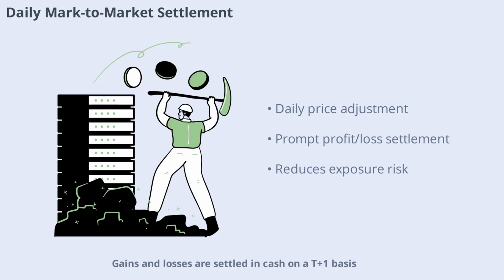Gains and losses are settled in cash on a T+1 basis, with all positions carried forward at the latest price. This process ensures that profits and losses are realized promptly, reducing the risk of large accumulated exposures. The clearing corporation handles all debits and credits through the clearing banks, keeping the system transparent and efficient.